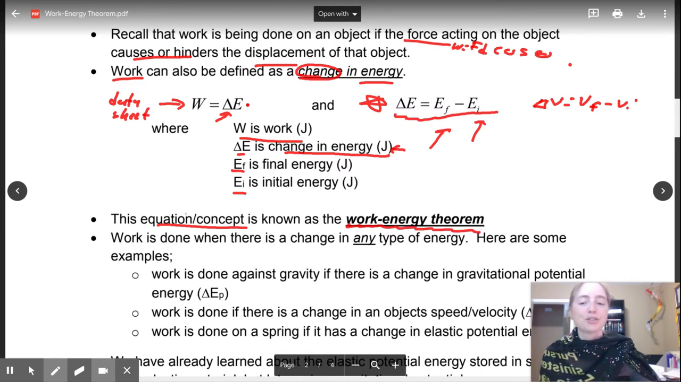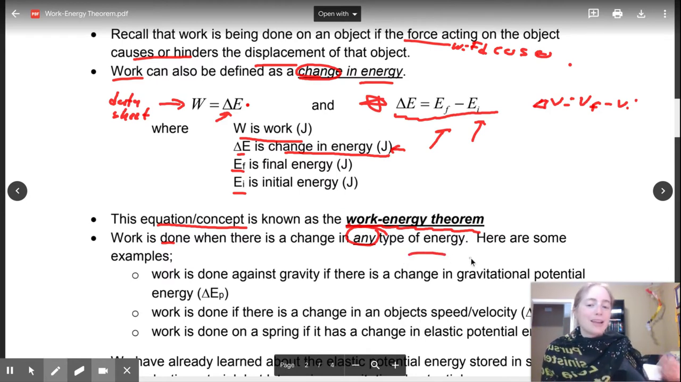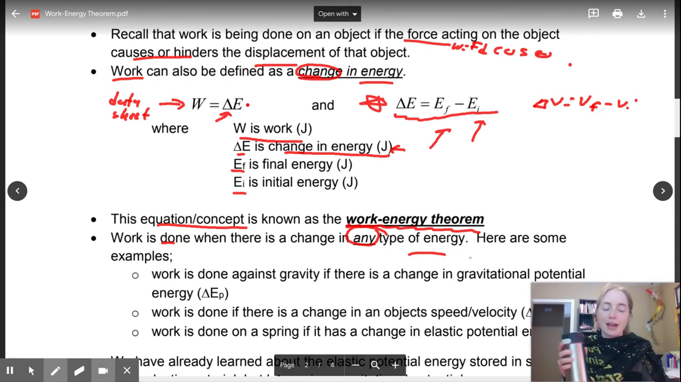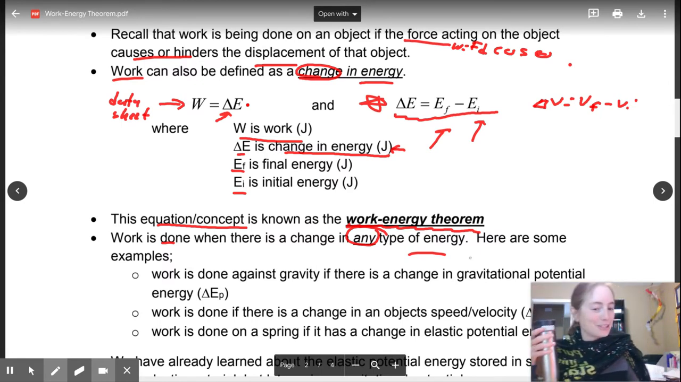And now work is going to be done when there's any change in energy. It doesn't matter how the energy is changing. We can be going from an increase in kinetic energy. We can have an increase in gravitational potential. So if I grab my tea here and I lift my tea, well, there's a change in energy. I am changing my gravitational potential energy as I lift up the tea mug.